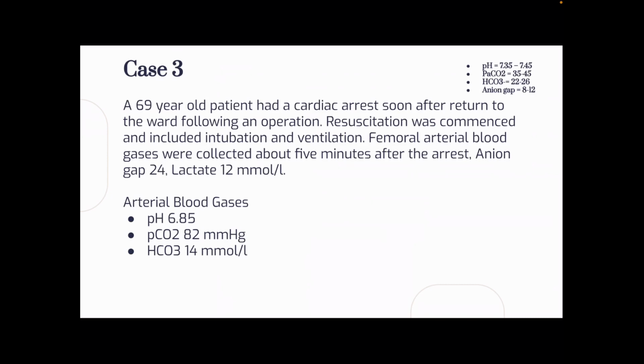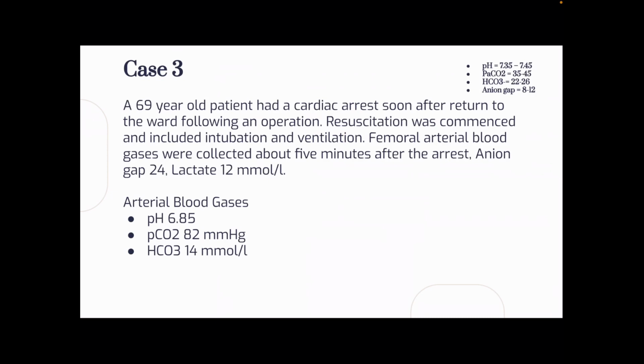With this case, a 69-year-old patient had a cardiac arrest soon after return to the ward following an operation. Resuscitation was commenced and included intubation and ventilation. Femoral arterial blood gases were collected about 5 minutes after the arrest. The anion gap is 24 and lactate is 12.